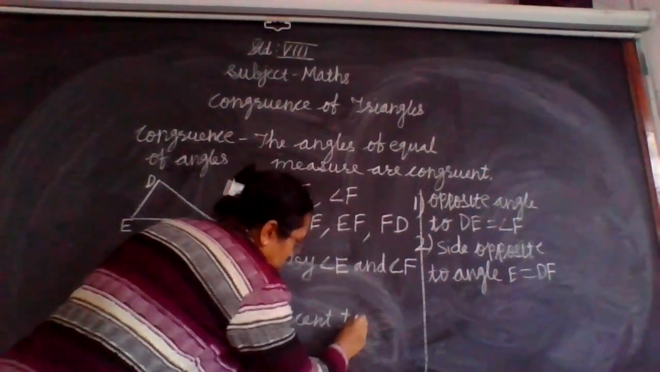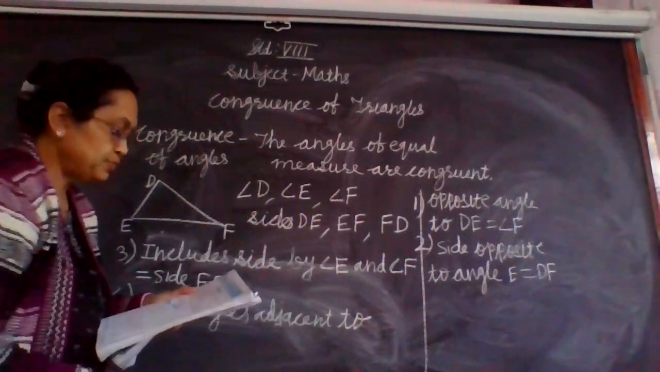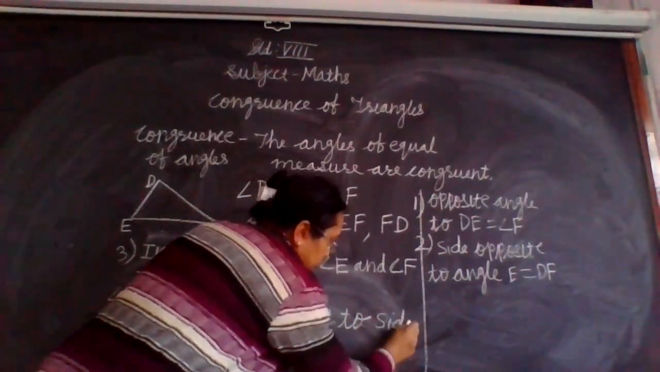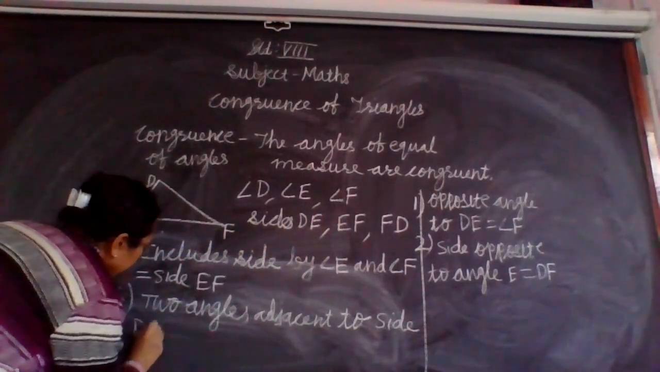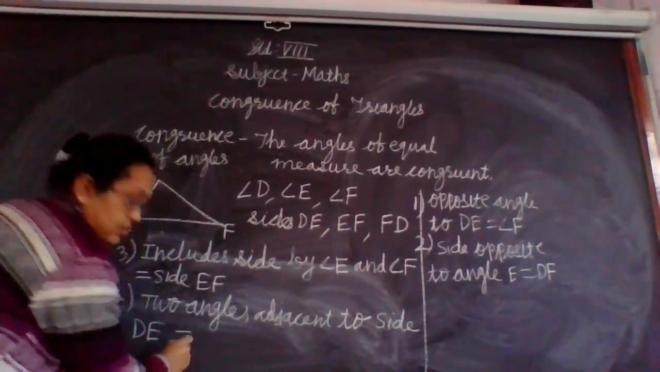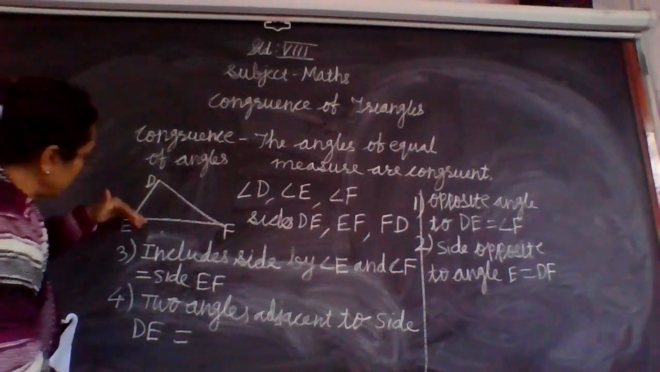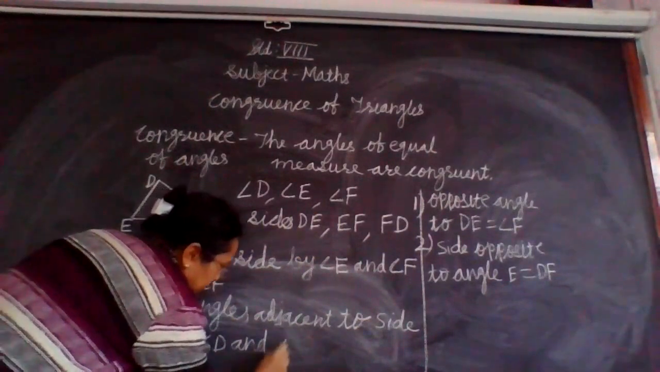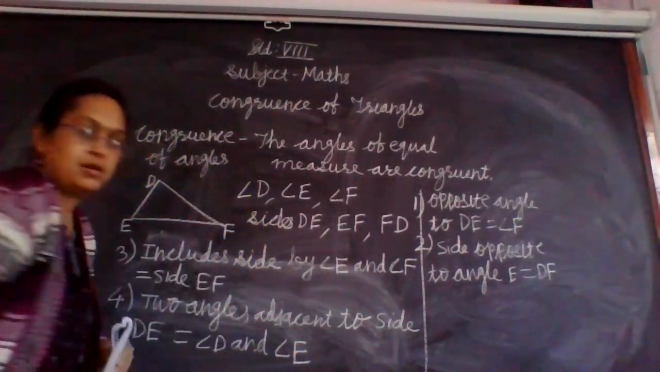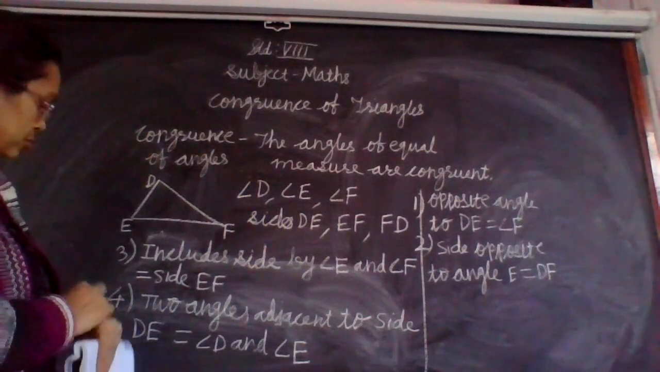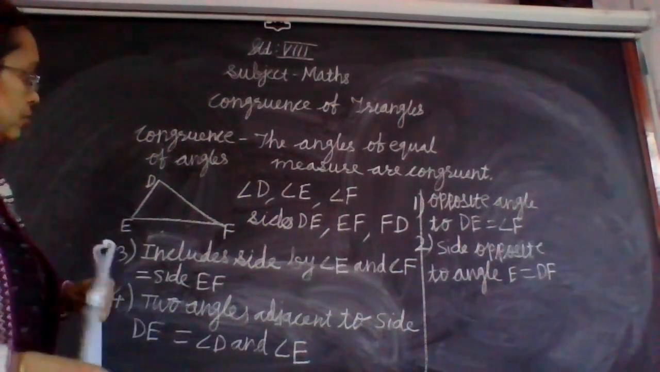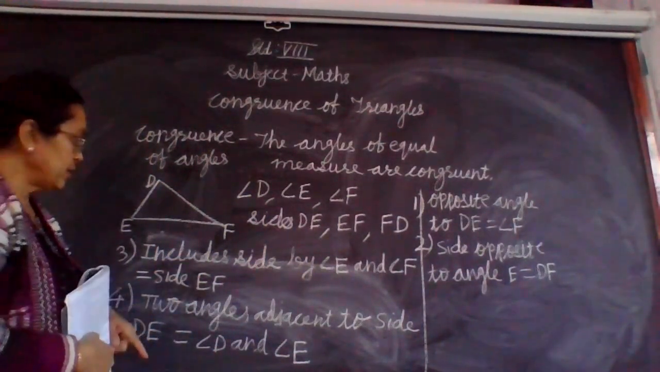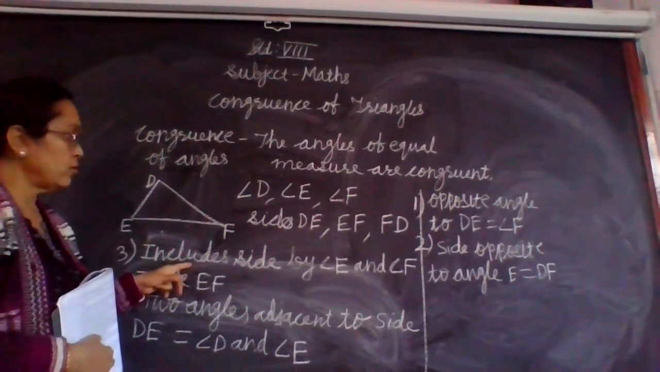Adjacent to side DE are both the angles, one on this side and one on this side. So angle D and angle E. Like this you have to see the words. Opposite means what, adjacent means what, included means what.